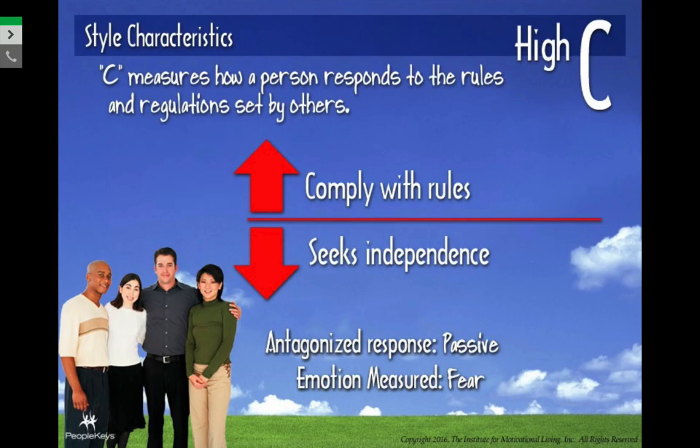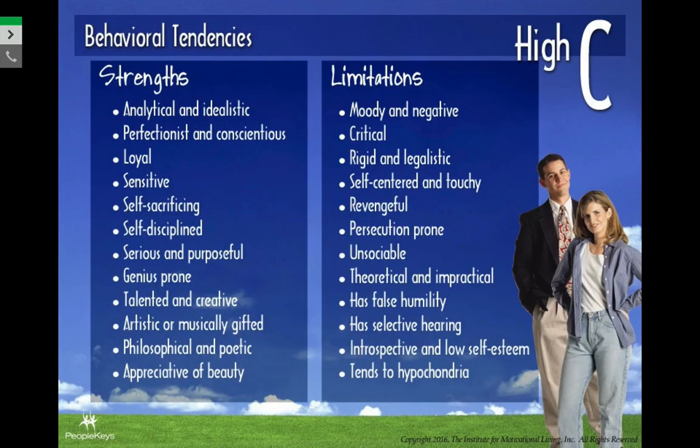The C in the graph measures how a person responds to the rules and regulations set by others. The higher the C, the more they're going to comply with the rules. The lower the C, the more they're going to seek independence. The antagonized response is passive, and the emotion measured is fear. And then here are some behavioral tendencies.